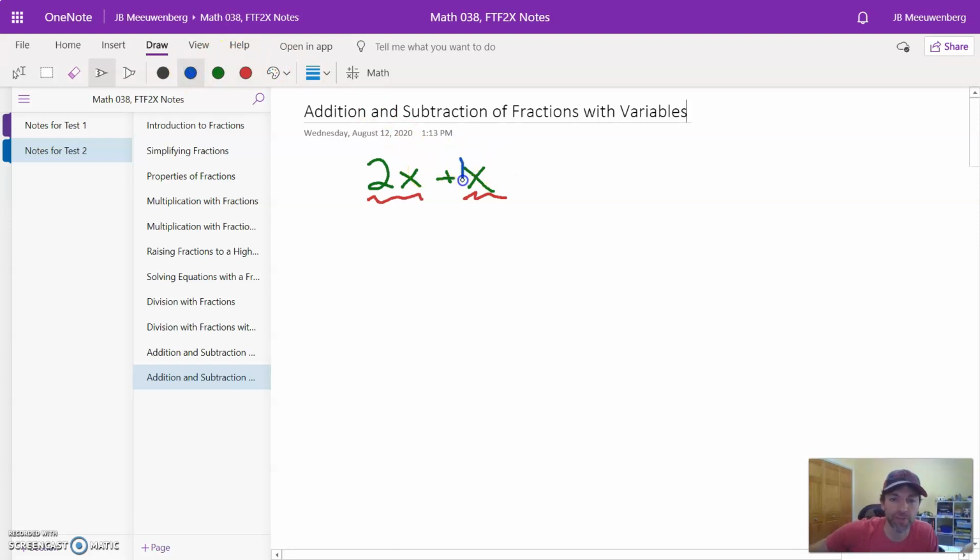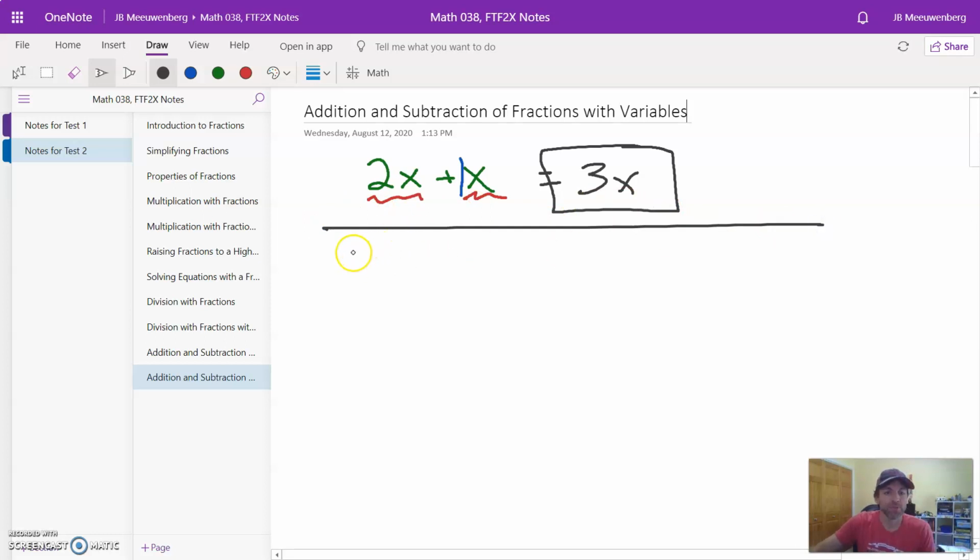And when we do that, we add the coefficients. And what's the coefficient of x? 1. So 2x plus 1x is 3x. So that's an important fact that we're going to have to use as we go through these problems. So I'm just going to take those same terms and put them in fractions. So let's say we have 2x over 5 plus x over 5.